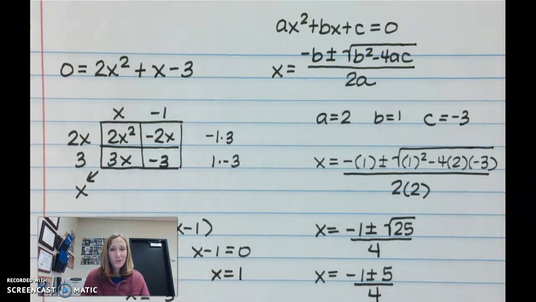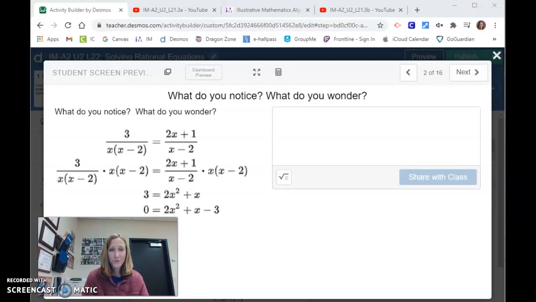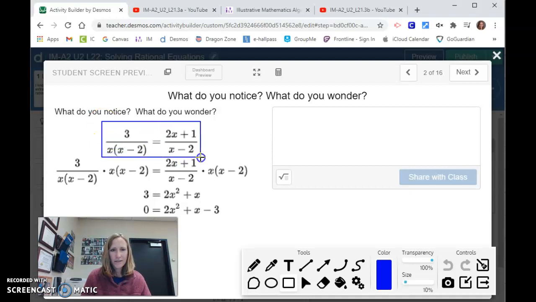Both yield solutions. And those same two solutions that I found should be the values of x that when I plug into this original equation, so plugging in an x value of 1 or plugging in an x value of negative 3/2 to this original equation should give me a valid statement.